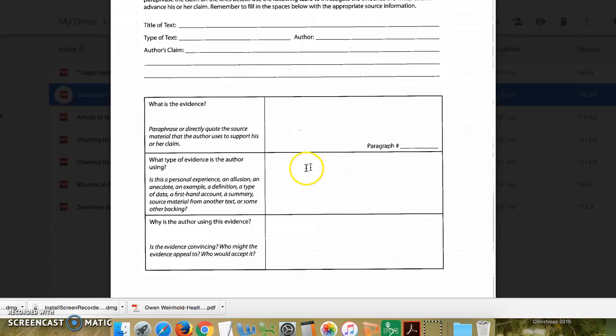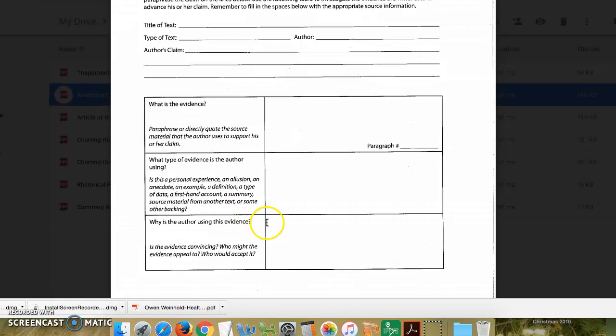From there, they determine what type of evidence the author is using here. Are they using some sort of research-based data? Are they getting a first-hand account from a person involved? Are they getting a summary of a study that was conducted? That information would go here. So you might need to provide them a little background information on the different types of evidence. It does give them options here to choose from as well.